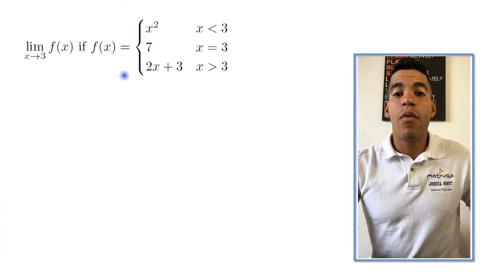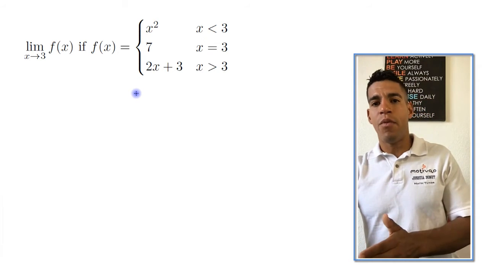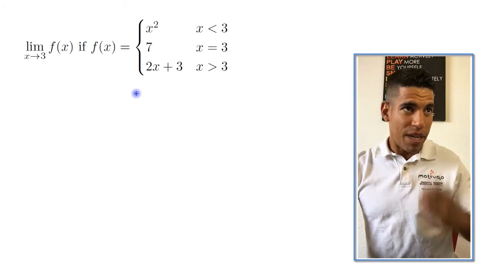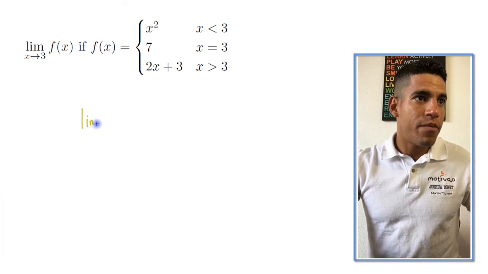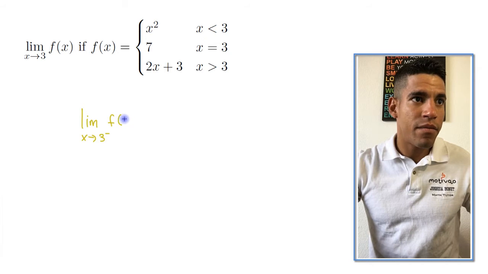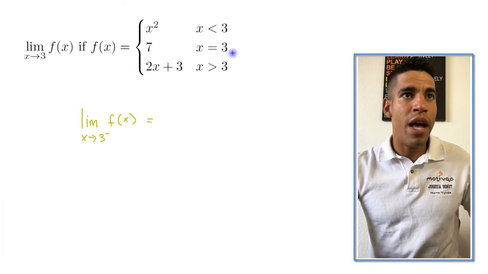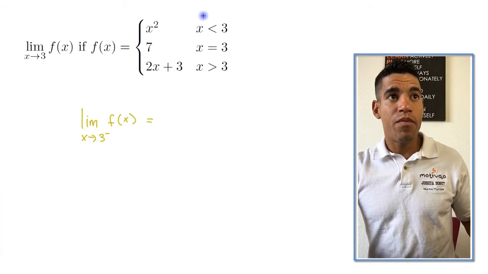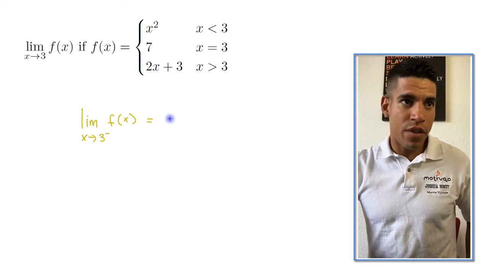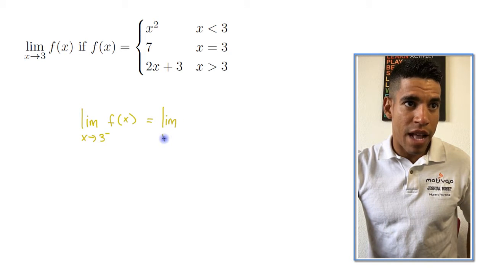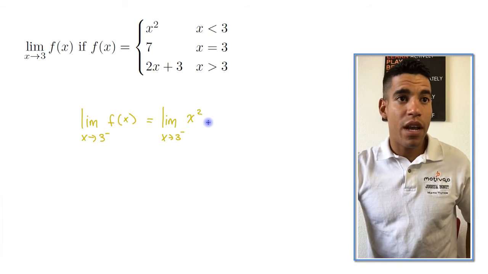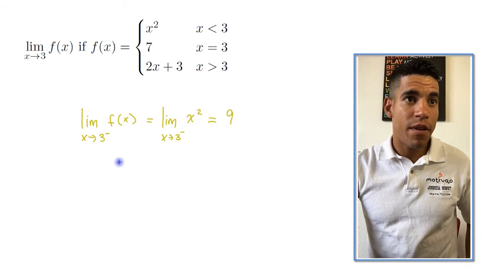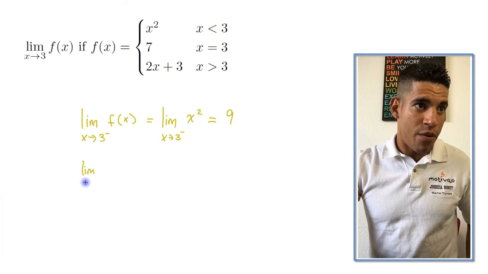Okay, so we will find the limit from the left and the limit from the right, and if they're equal, then that's the value of the limit. So the limit when x approaches 3 from the left of f of x is equal to what? Well, x approaching from the left of 3 will be x squared. That's the function that we're going to use from the left of 3. And this is just what? 9.